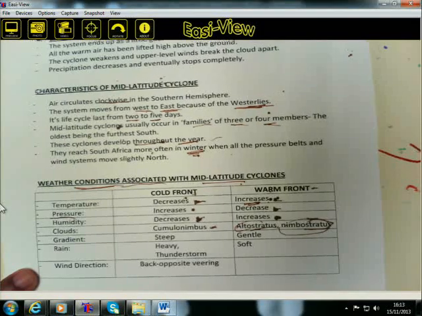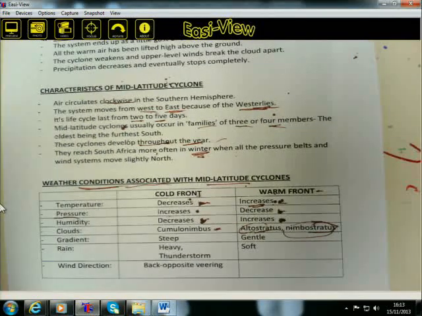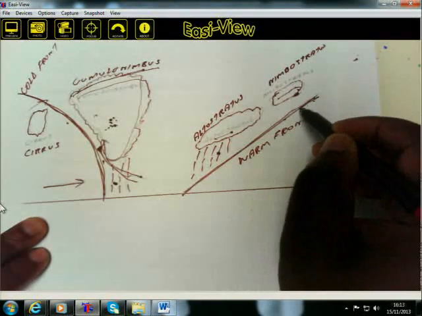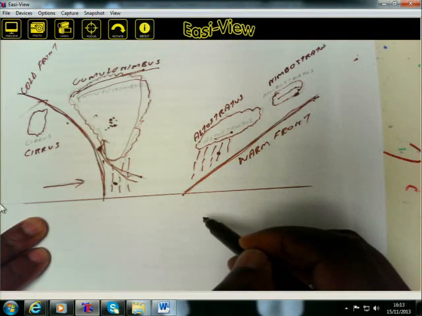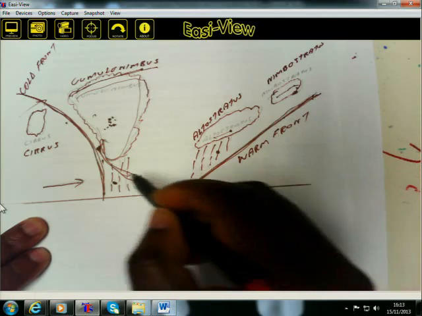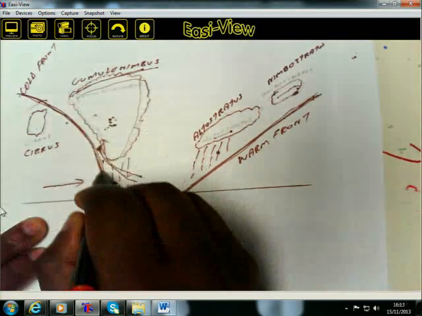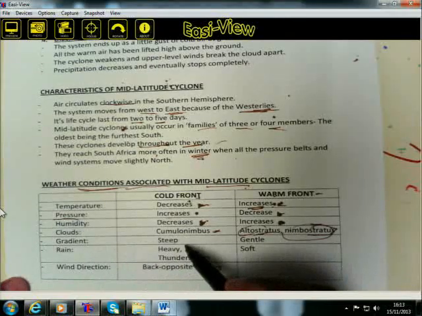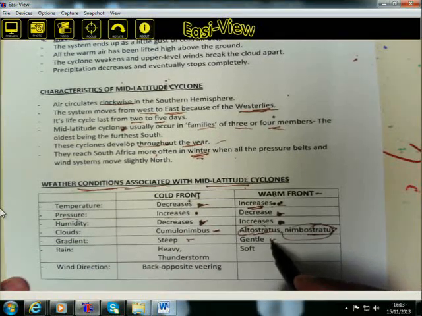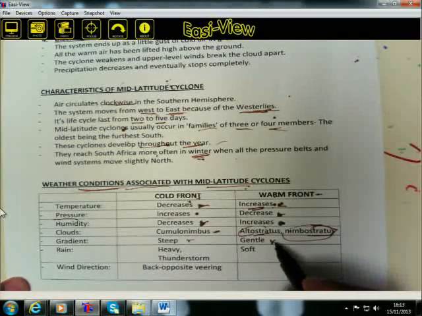What about the gradient? You can see here, the gradient of the cold front is steeper than the gradient of the warm front. The gradient of the warm front is more gentle than the gradient of the cold front. So we are saying the gradient is steeper in the cold front and more gentle in the warm front.